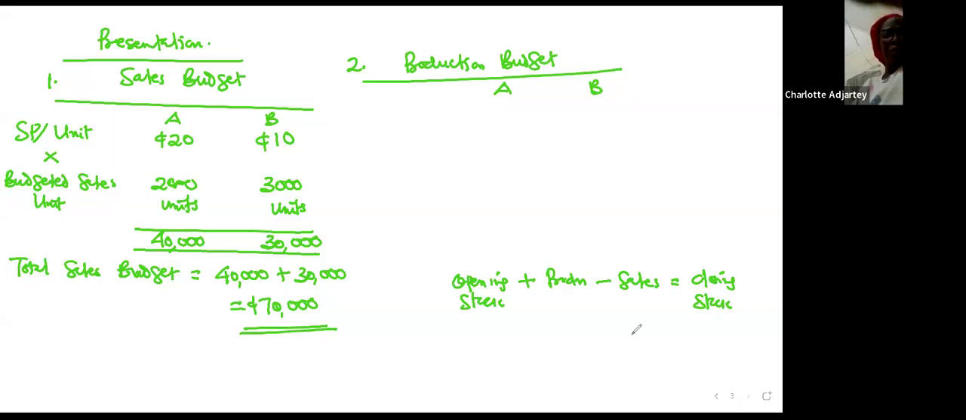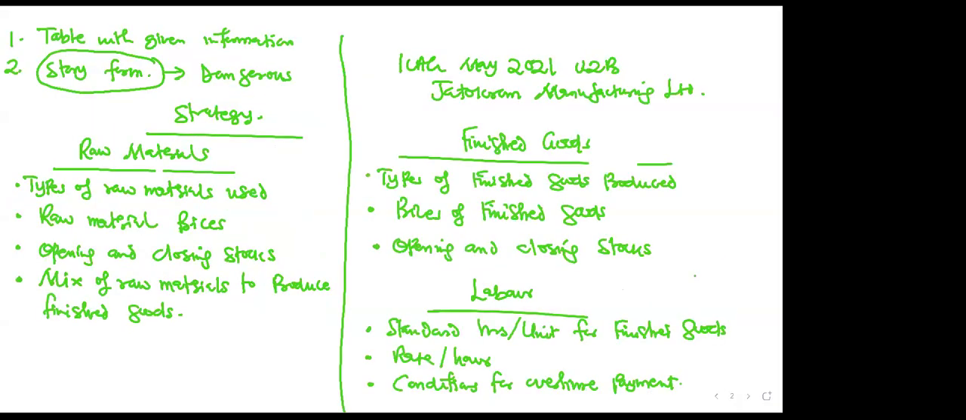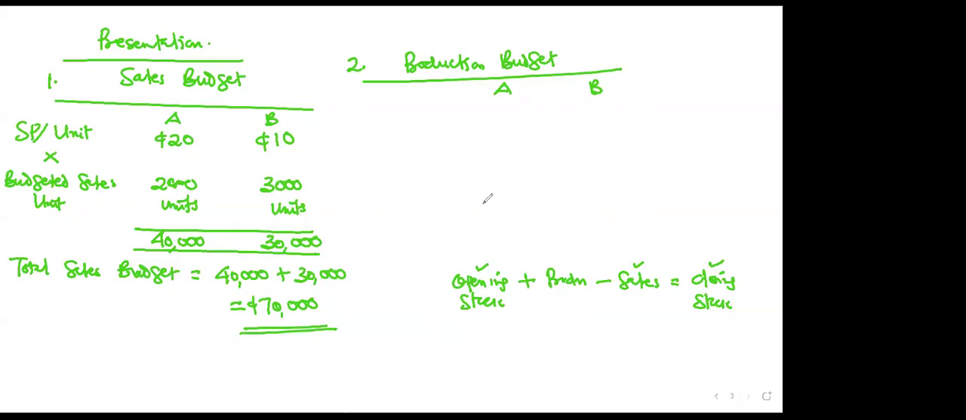Yes. Therefore, if I now have my sales budget already, it means I have sales. And then the question has given me closing stock and opening stock of finished goods. Do you remember I told you that when you are gathering the information, you need to look for opening and closing stock of the finished goods? Here, let's refer back. You need to look for the opening and closing stocks. Can you see now? So the question might have given me the opening and closing stocks.